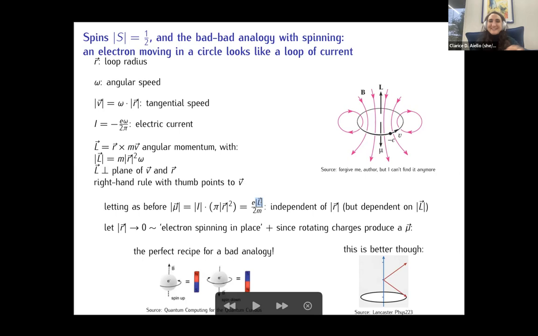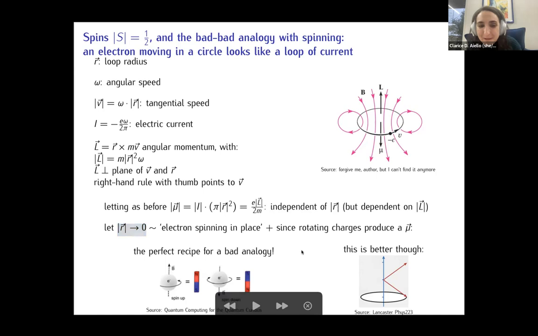Here's where the analogy sort of goes weird, okay? So when people first started doing those approximations, they realized that the magnetic moment in such a case would be independent of R, independent of the radius of the electron. So they made this approximation. They said something like this: well, if we let the radius become very, very tiny, which would be more or less approximated by an electron spinning in place, and since a rotating charge produces a magnetic moment, well, we have the perfect recipe for a bad analogy.